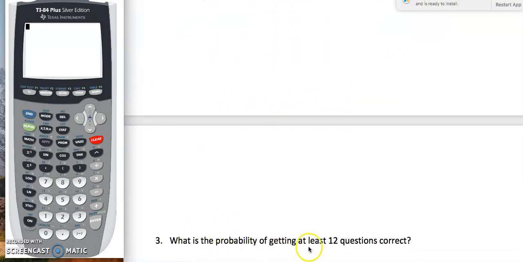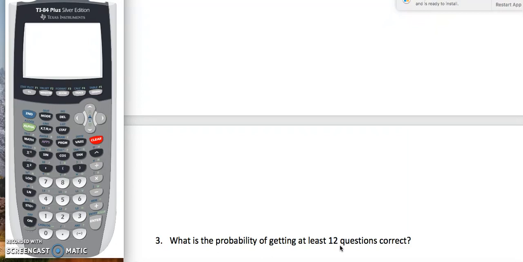What is the probability of getting at least 12 questions correct? Well, this is a little different than the 2 previous examples. The previous examples were at most some number. So starting at 0, adding up to whatever that number was. In this case, at least 12. Well, what that means is 12 or more questions correct. So 12 or 13 or 14, all the way up to 20.